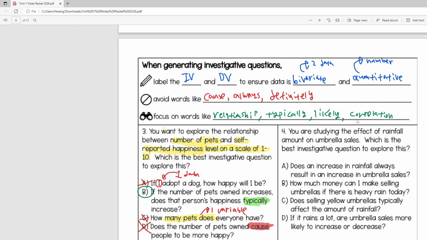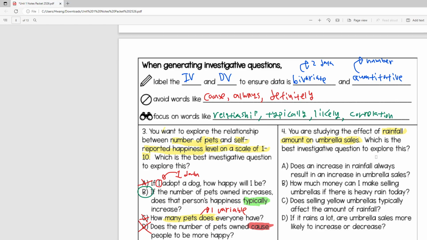You are studying the effect of rainfall amount on umbrella sales. So I have two variables, rainfall amount and umbrella sales. And I want to know the best investigative question. Choice A, let's read it. Does an increase in rainfall always result in an increase in umbrella sales?